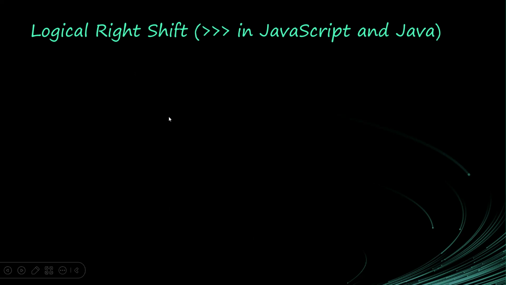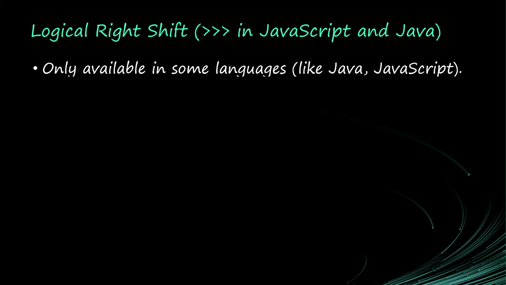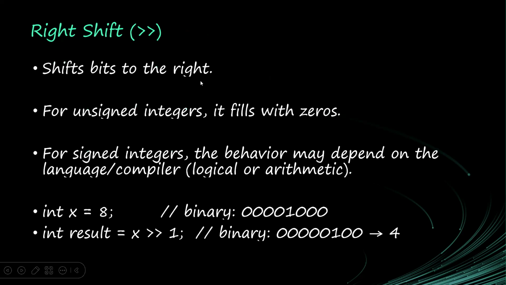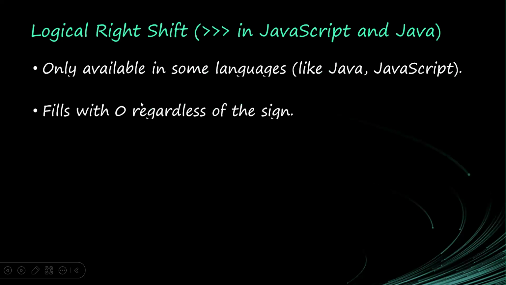This logical right shift is only available in JavaScript and Java. It is not available in other programming languages. It's only available in some languages like Java and JavaScript, and it fills with zeros regardless of the sign. This logical shift is different from the bitwise right shift. Remember, I just showed you the right shift here, it will always consider the sign bit if it is a signed integer. But this one does not care about the sign. It will fill it with zeros.